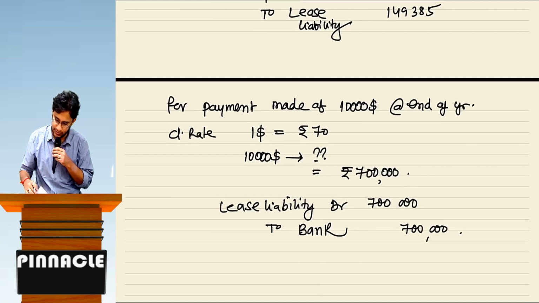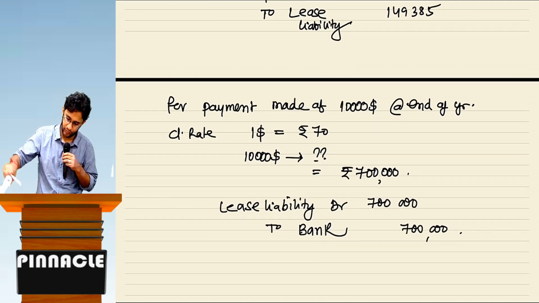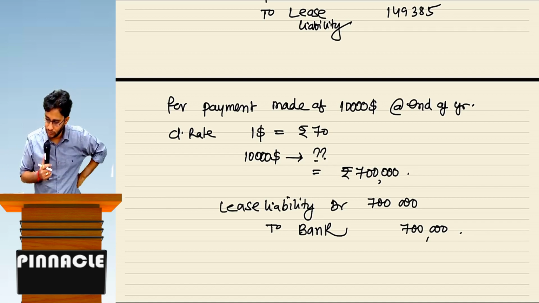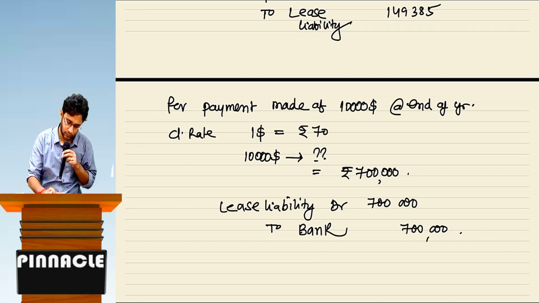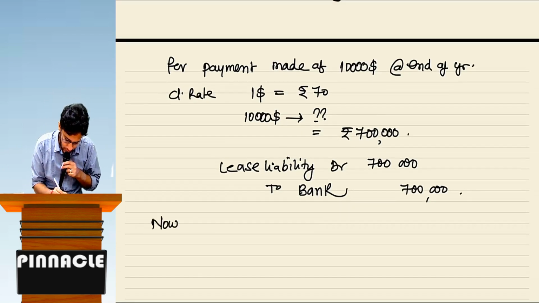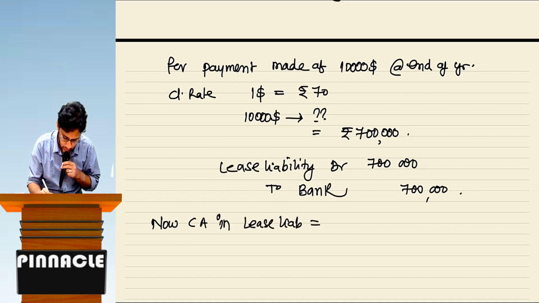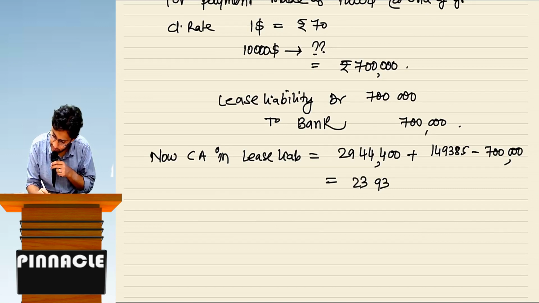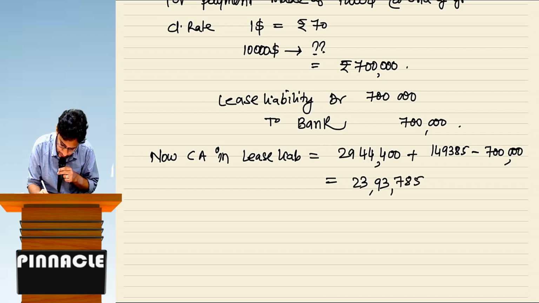What you do is check the balance in your lease liability account. Now the carrying amount in the lease liability account is equal to, originally we recognized 29 lakh 44,400, plus you added 149,385, minus now you removed 7 lakhs by debit. That is 23 lakhs 93,785. This is what is presently there.